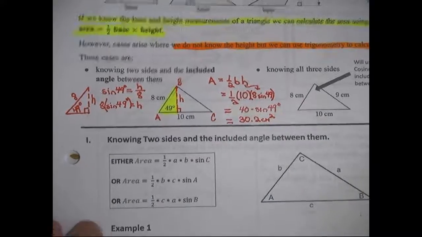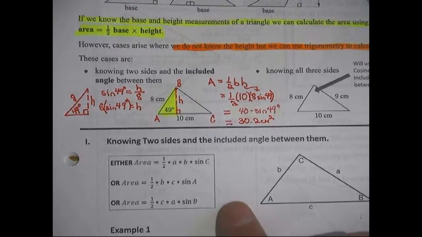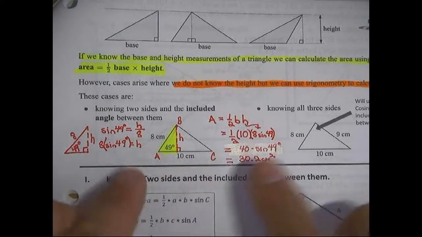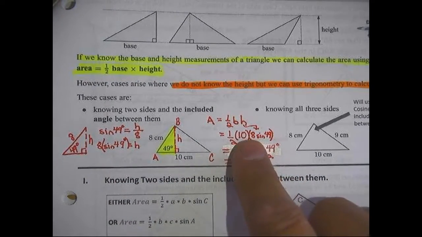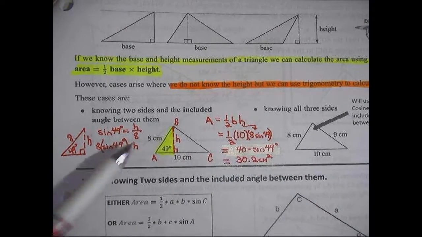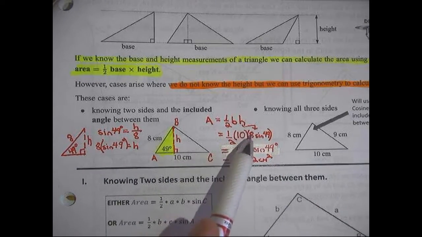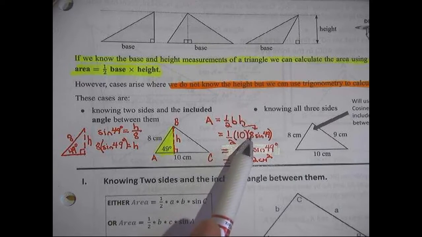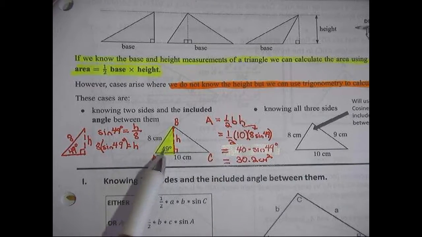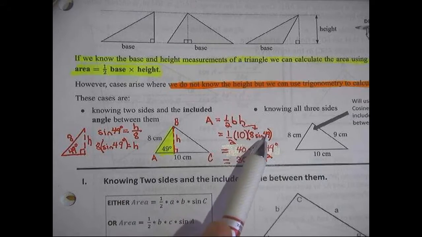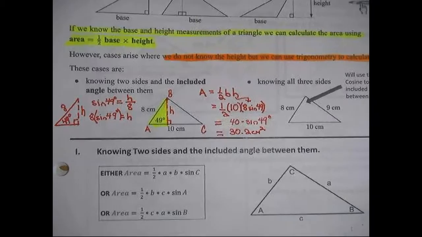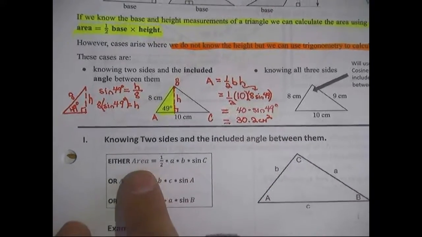So the shortcut to doing this is the following. If you look at what we did here, guys, if you looked at this formula right here, you'll notice that these are the two sides, and this is the angle sandwiched between them. These are your two sides that you were given, and that's the angle that's sandwiched in between them. Okay, so that's your formula right here.